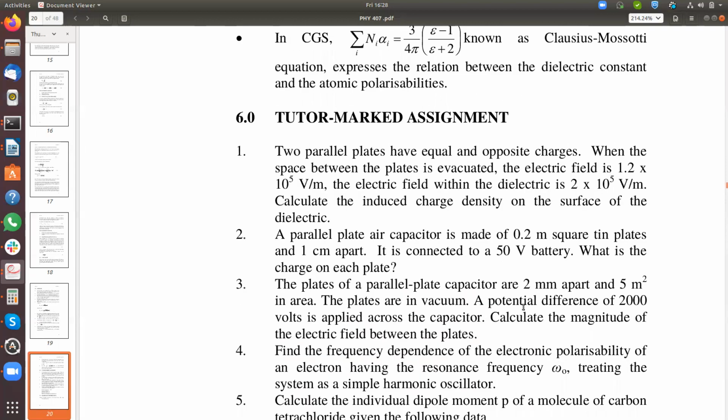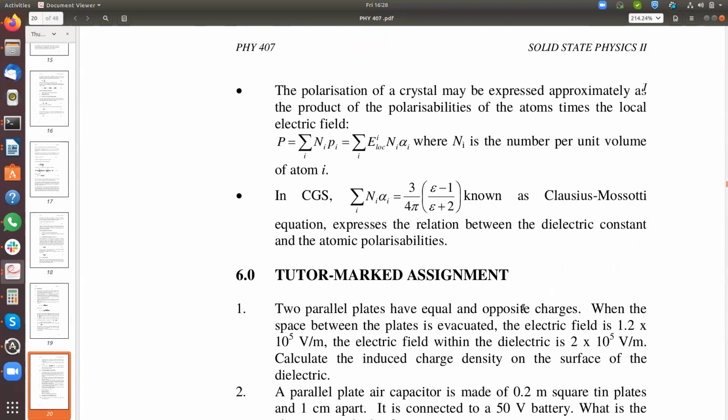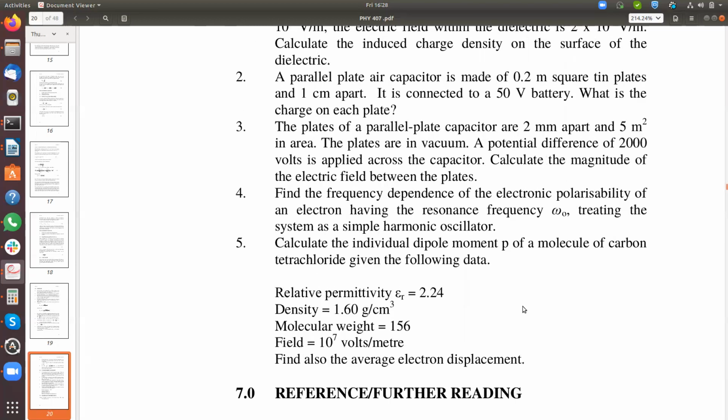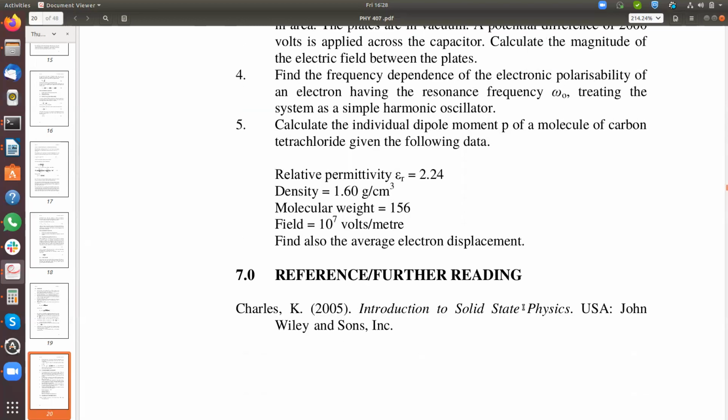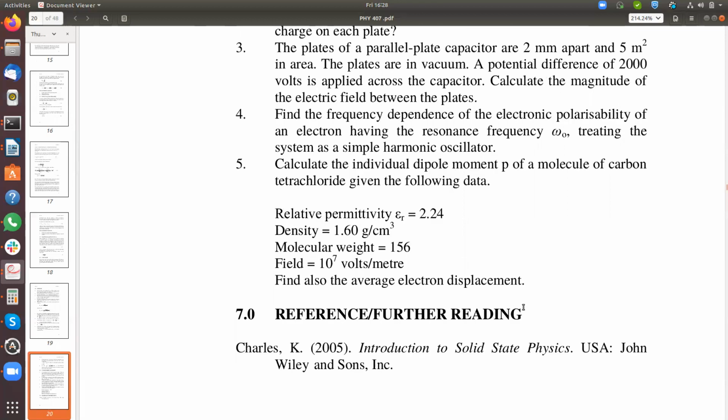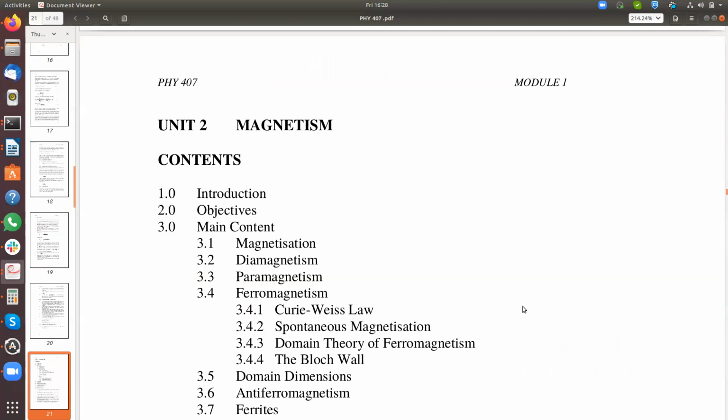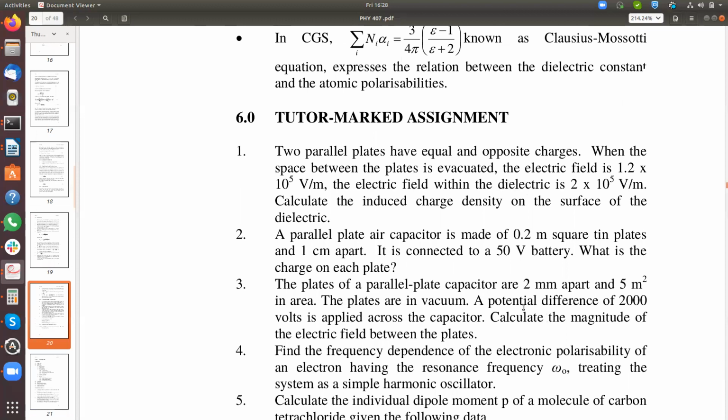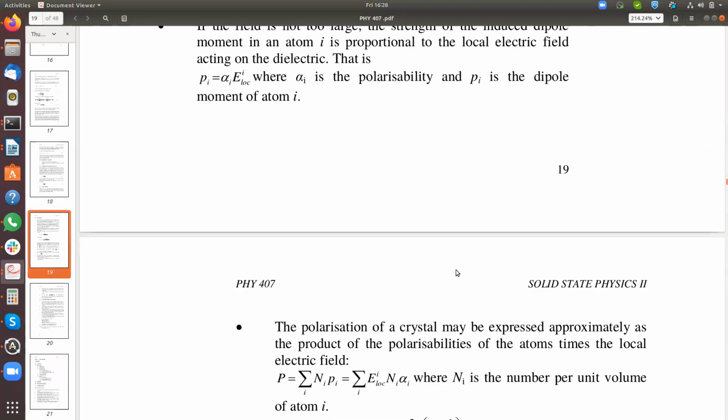So, do you have any questions? Because we are through with all the information needed as regards dielectric properties. By next week, we start something on magnetism. So if you have any questions, you are free to ask me. The floor is open. Any questions?